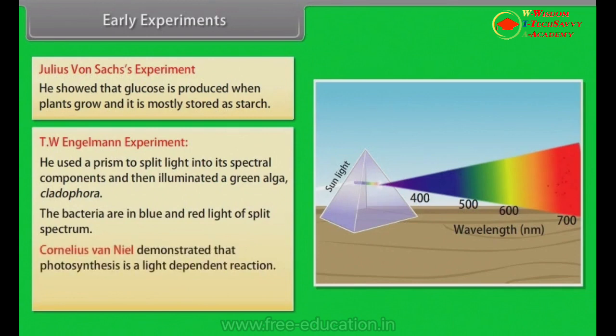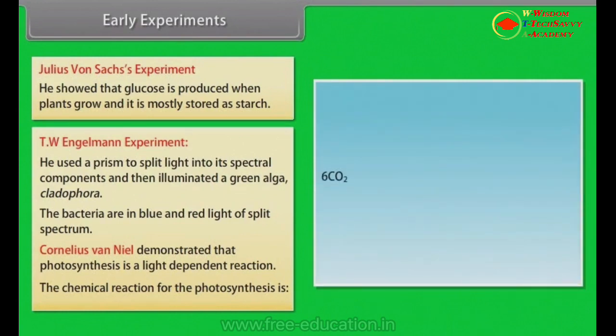Cornelius van Niel demonstrated that photosynthesis is a light-dependent reaction. The chemical reaction for photosynthesis is 6CO2 with 12 H2O in the presence of light gives C6H12O6, which is glucose, with 6 H2O, which is water, and with 6O2, which is oxygen.